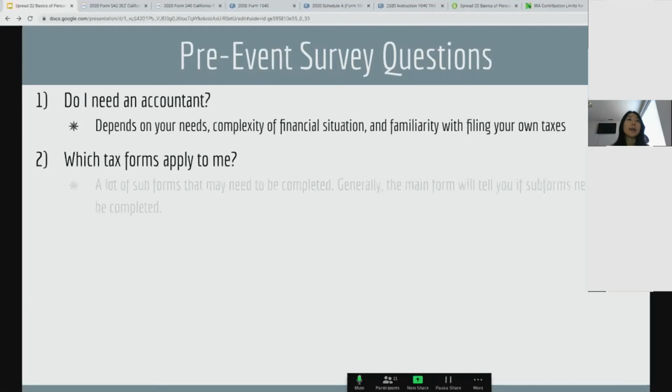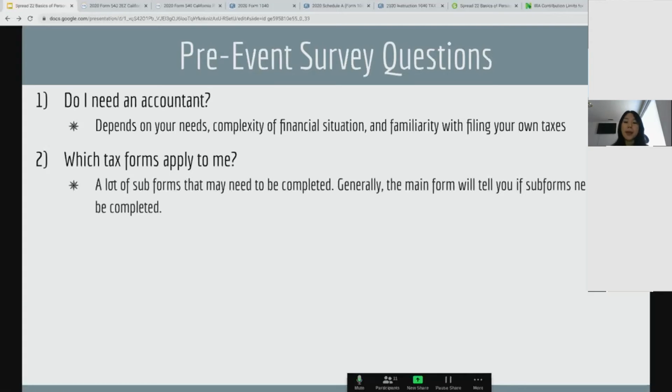Which tax forms apply to me? So there are a lot of subforms, but the main ones that matter, right, are the Form 1040, which is for federal, and Form 540, which is for California state. And there are a lot of subforms.